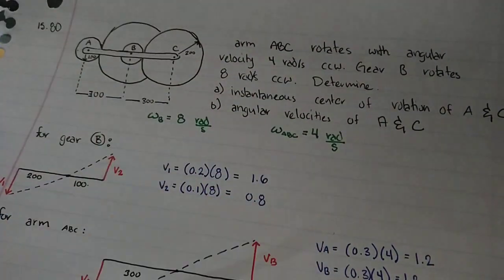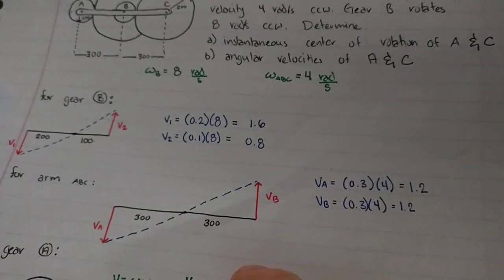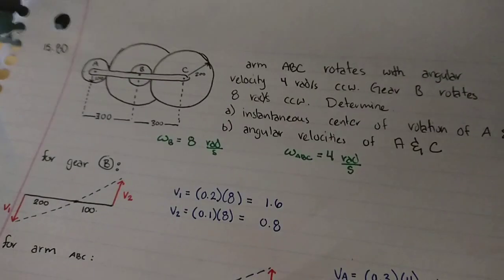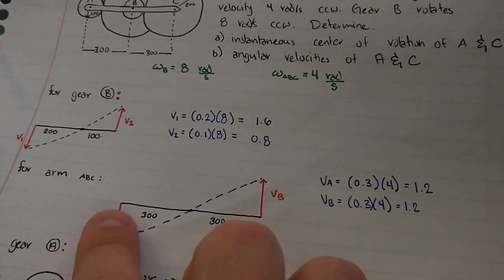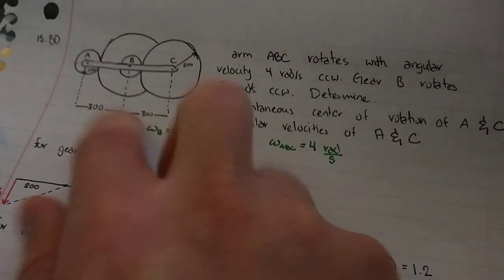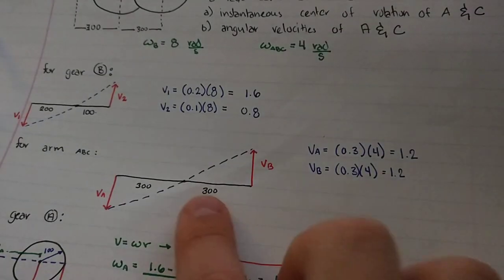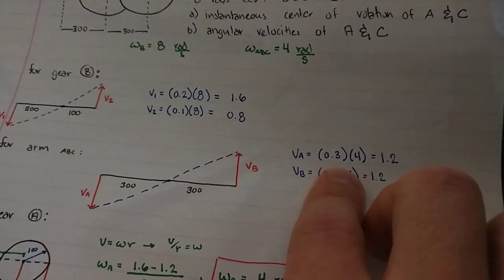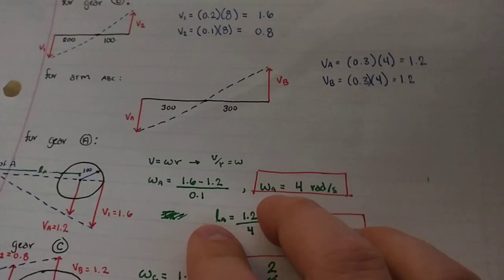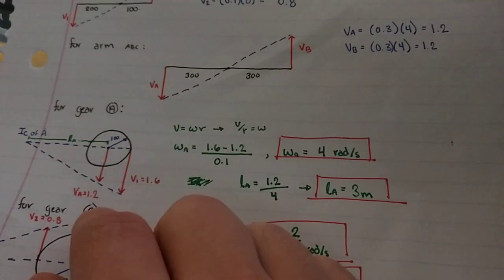So let's take this term here, and again, that's going to have a velocity term here, and a velocity term there. That's for the entire arm here, and here. So we're going to have the velocity of B, velocity of A. The distance here is 300 and 300, so that's one direction, the other direction, and then the center is going to be here. We know it's 4 radians per second, so velocity A, velocity B is going to be pretty much the same. It's 1.2 meters per second.